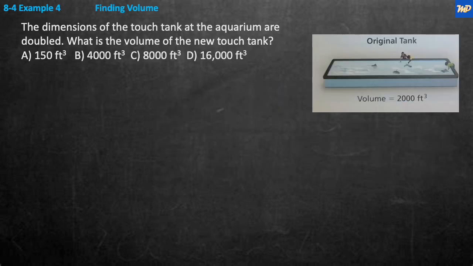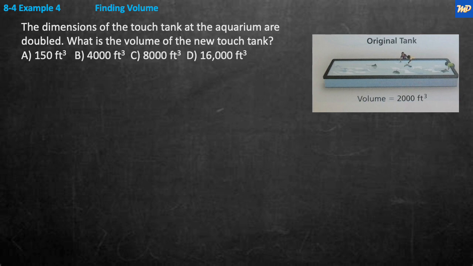Okay, example 4, finding the volume. We have this original tank over here. They're calling it a touch tank, because there's animals in there, I guess you can touch the porpoises or whatever is in there. We know the volume of the current original tank is 2,000 feet cubed. It says the dimensions of the touch tank at the aquarium are doubled. That's all we know. What is the volume of the new touch tank? They give us 4 choices: 150 cubic feet, 4,000 cubic feet, 8,000 cubic feet, 16,000 cubic feet.